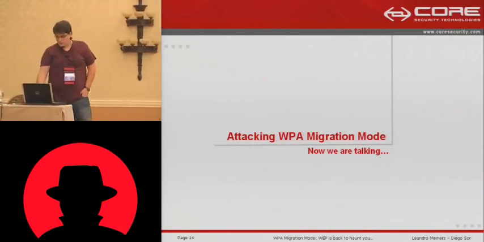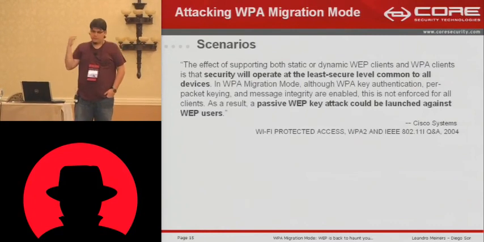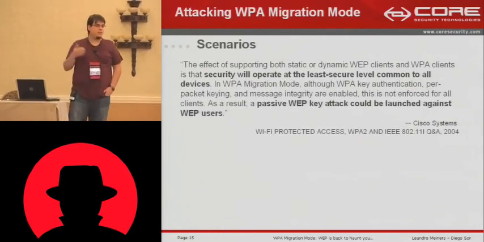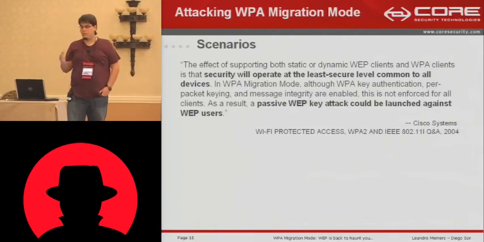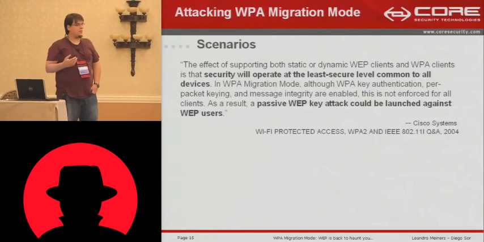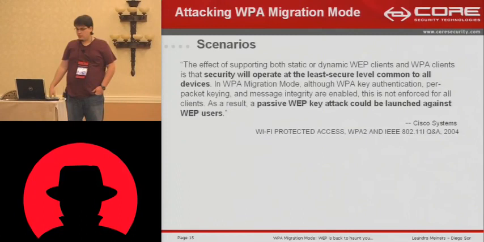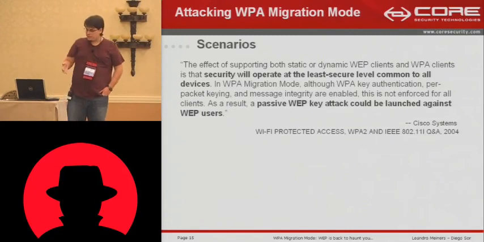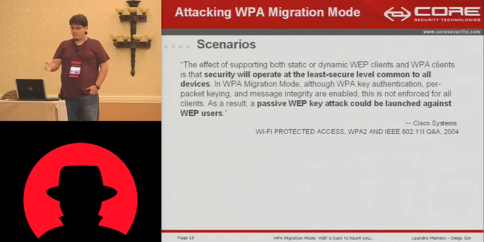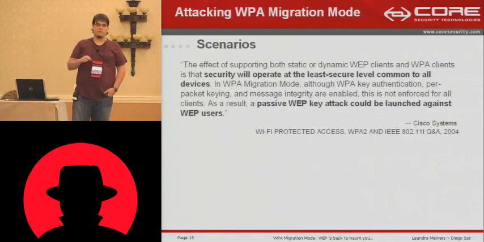Kicking off where Diego left off, I'm going to start talking about how to attack an AP configured in this manner. We bumped into this at a customer of ours, and something smelled fishy about having this hybrid configuration. So we started to see what we could do with it. The first thing we did was browse through the documentation to see what Cisco was saying about this WPA migration mode. What we found is that Cisco says the security will operate at the least secure level common to all devices. This basically split the scenarios into two possibilities.